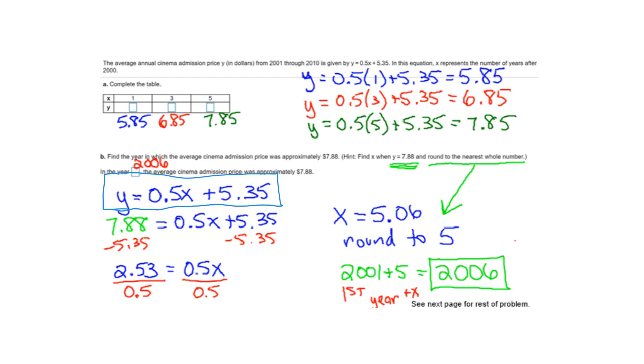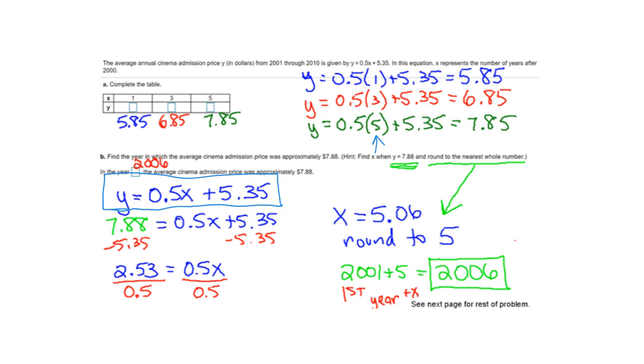Okay, so first they have me fill in the table, but this 1 is actually going to be the year 2002, because 2001 was my year 0. One more than that, which is 2002, would be my year 1. So all I'm going to do is substitute 1 in for x, that gave me $5.85. Substitute 3 in for x, that gave me $6.85, and so on. Substitute 5.